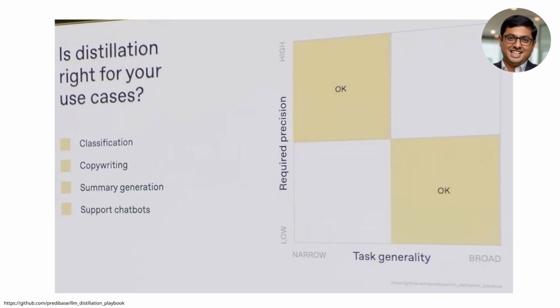Tasks that fall in the yellow quadrants either require higher precision or broader general capabilities. Examples include classification, copywriting, summary generation, and support chatbots. For these types of tasks, distilled models provide okay performance. Distillation is a practical option here, but results may not match those of larger, more specialized models.